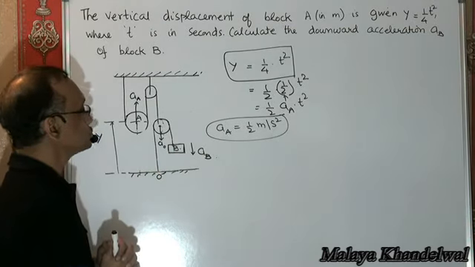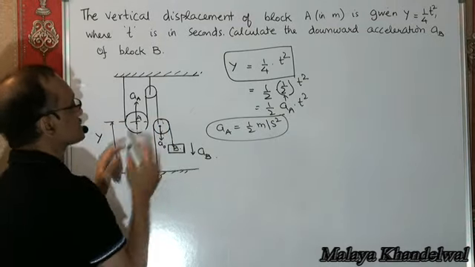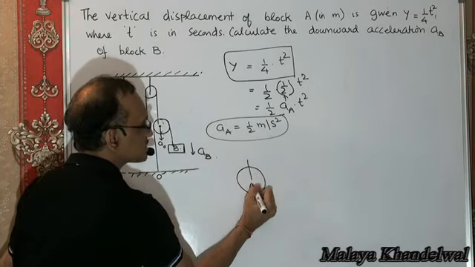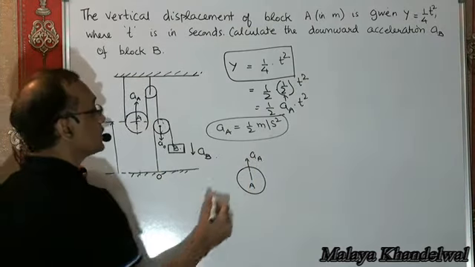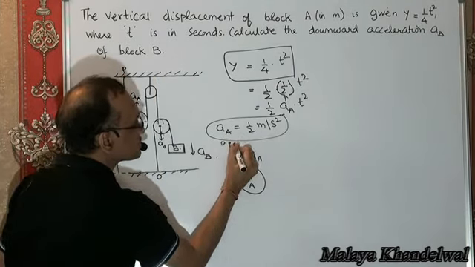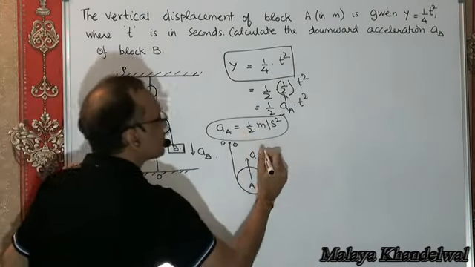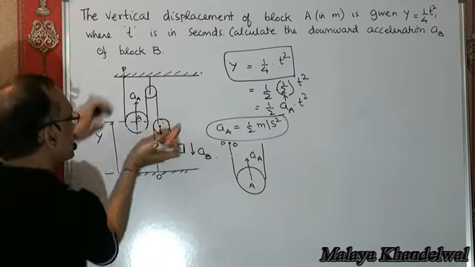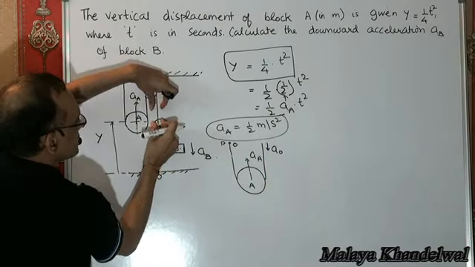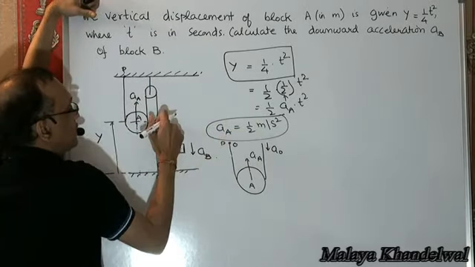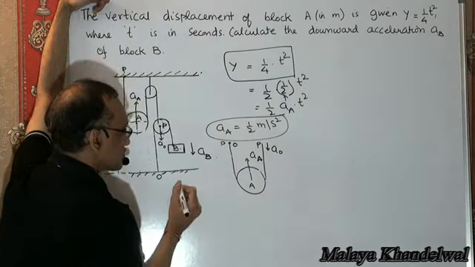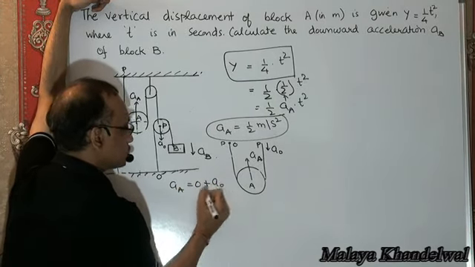Now let me come down to B. Let me come to this pulley first. The pulley A has an upward acceleration a_A, which we have obtained as half meter per second squared. This point P is at rest, so the acceleration of this point is 0. If I straighten up the string, this point P will have a downward acceleration a naught. Now very clearly, acceleration of A is 0 plus a naught by 2.